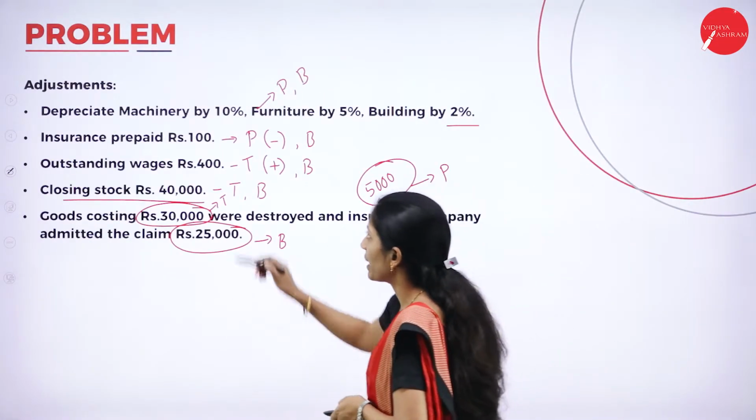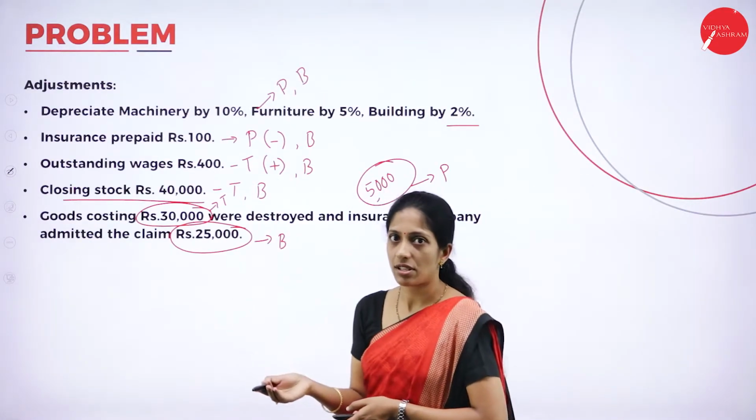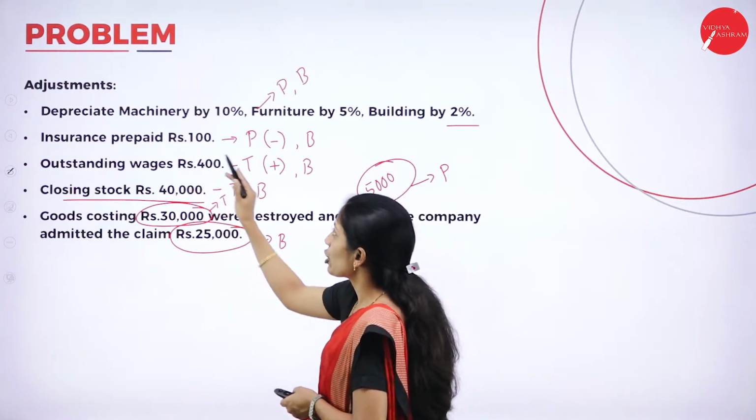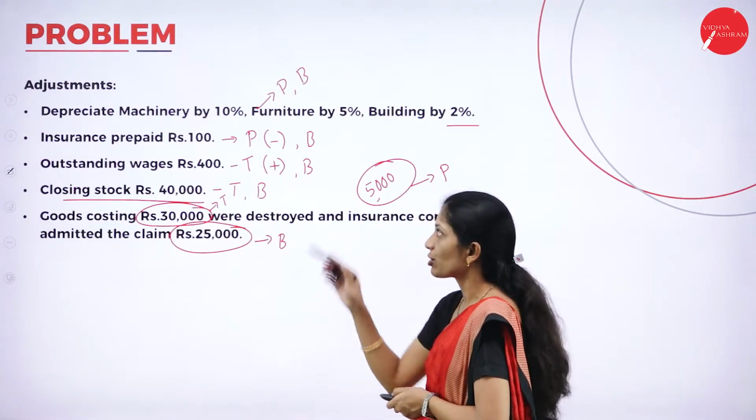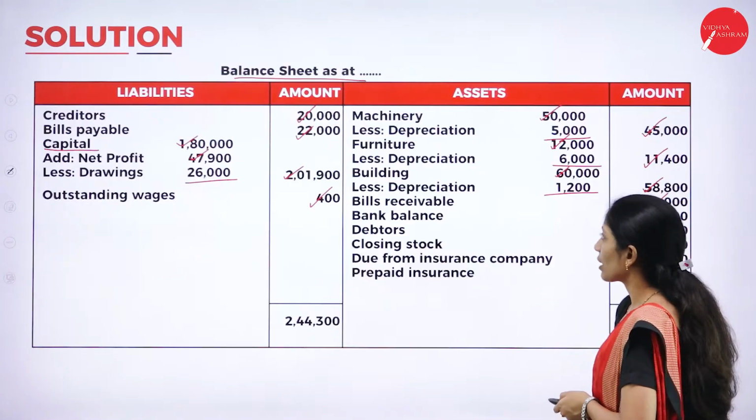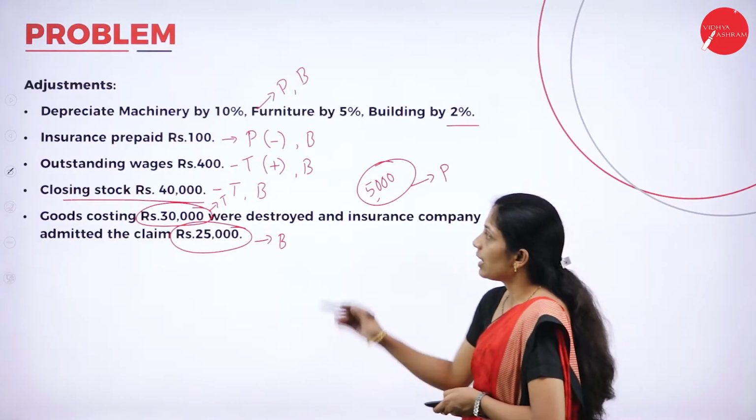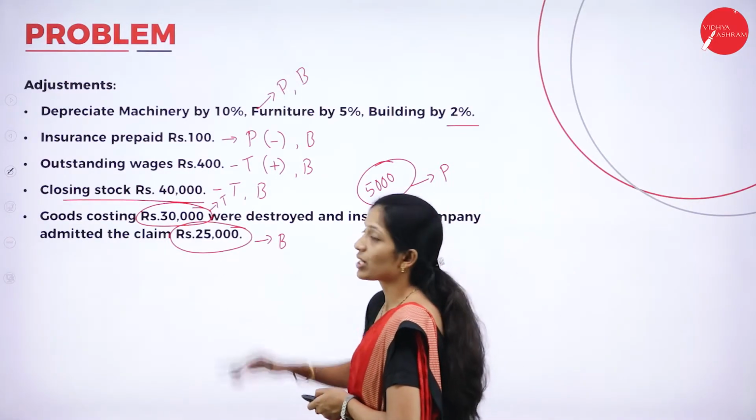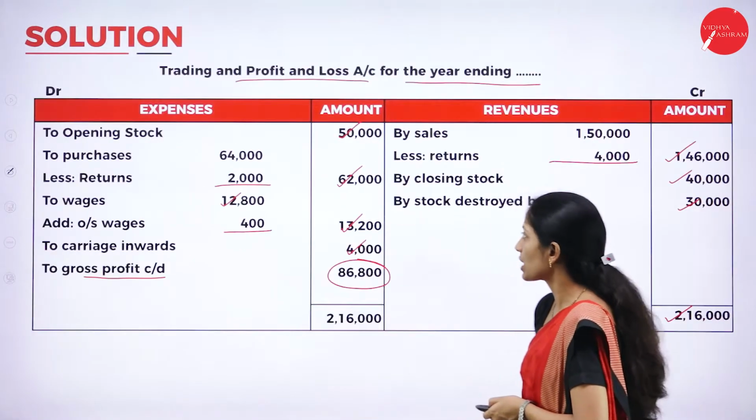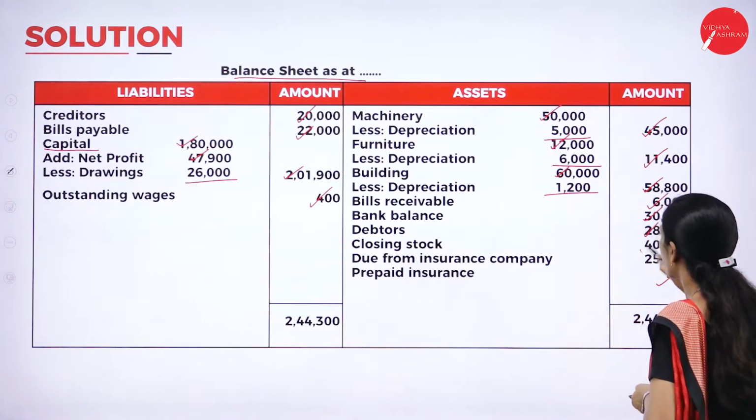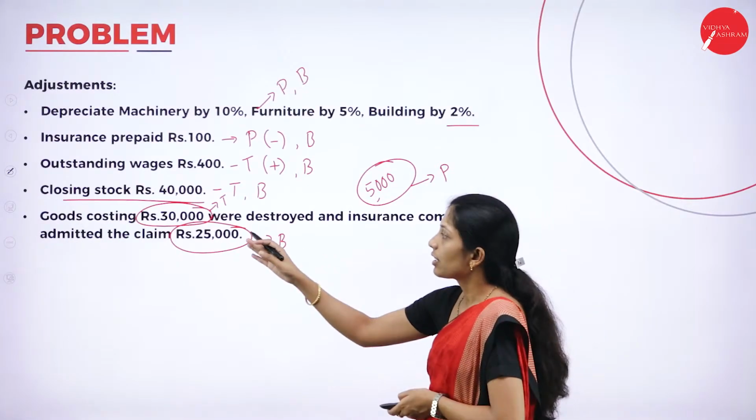Now come to the adjustments. Depreciation we have already adjusted in the respective asset. Insurance prepaid, so it is an asset, that is rupees 100. So record in the asset side, insurance prepaid 100. Next one, outstanding wages is a liability. Closing stock, it's also an asset, 40,000. So closing stock 40,000. Next, goods destroyed.